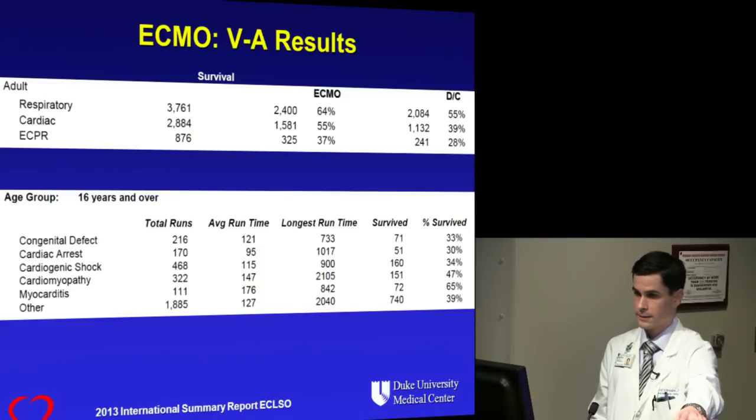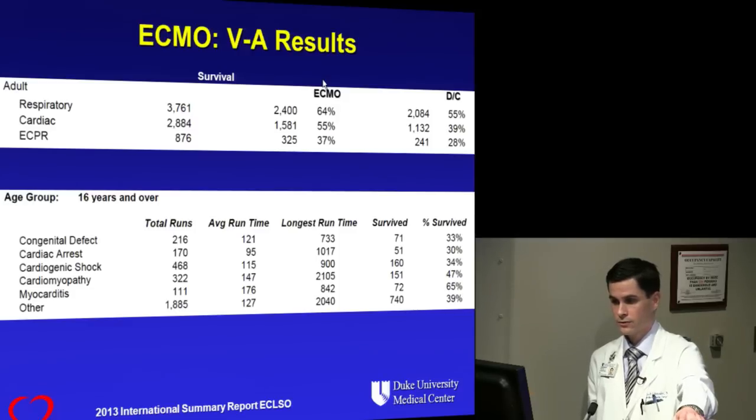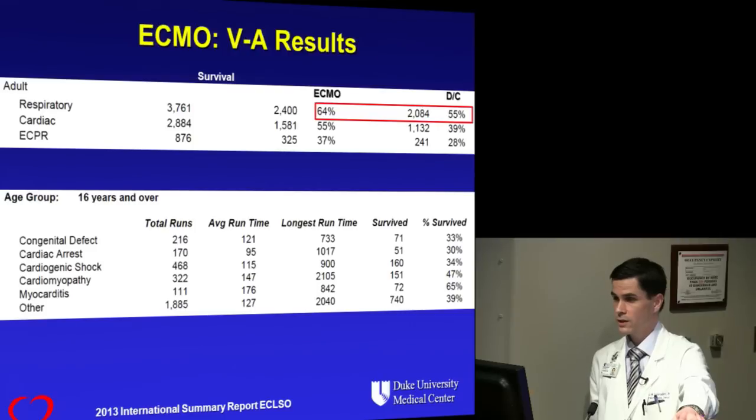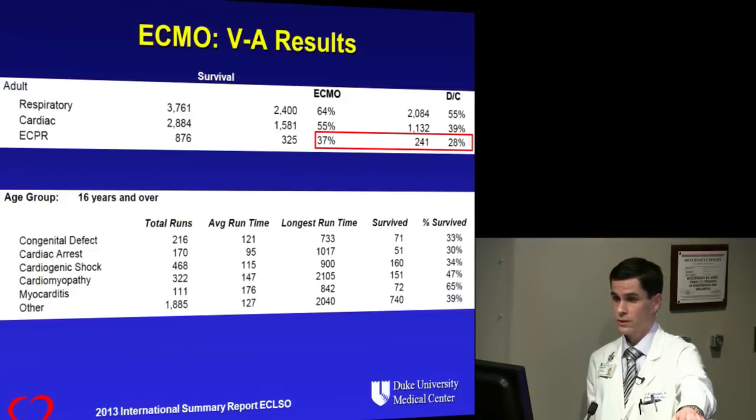What we do know is really from registry data, from the 2013 Extracorporeal Life Support Organization summary. If you look at all comers, for survival if you went on ECMO for a respiratory cause, most likely VV ECMO, your survival to decannulation was 64% and survival to discharge from the hospital was 55%. If you were put on ECMO for a cardiogenic cause, but not in a code, decannulation was 55% and survival to discharge was 39%, so not as good. If you underwent ECMO placement during a code, your likelihood of being removed from ECMO was 37% and survival to discharge was only 28%.